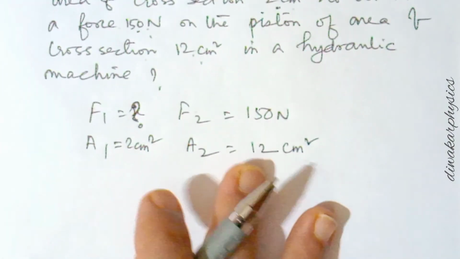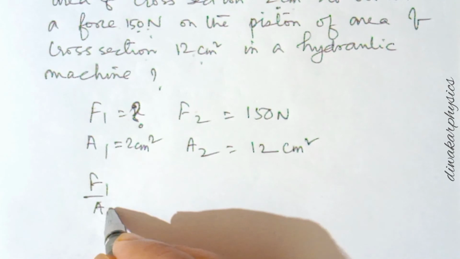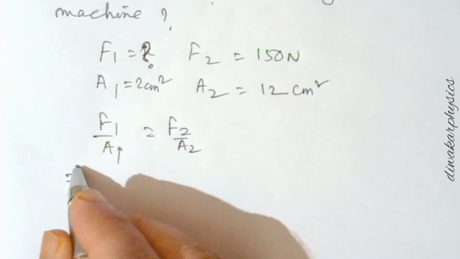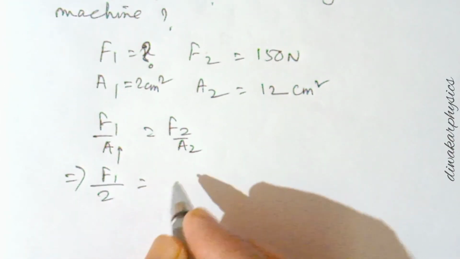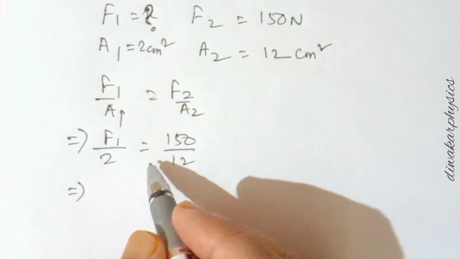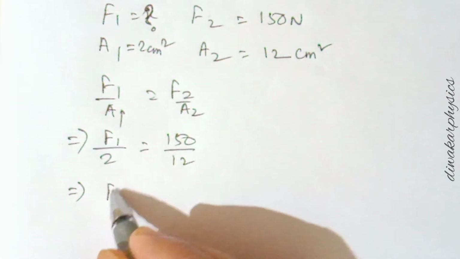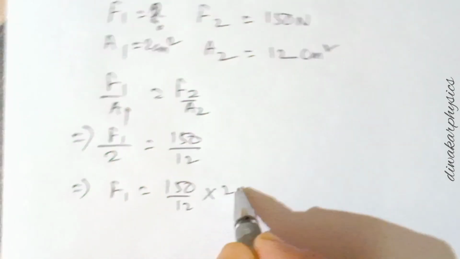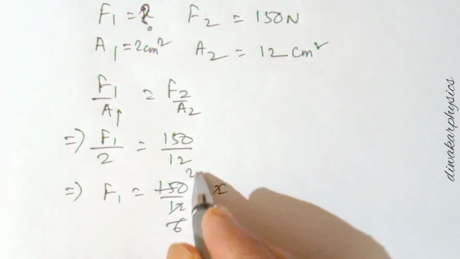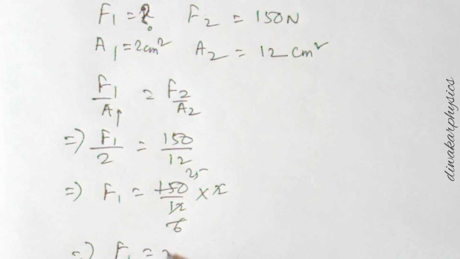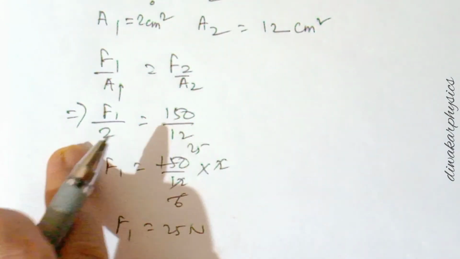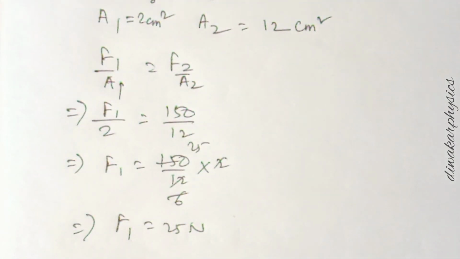Now simply you apply the formula as you have done. So F1 by A1 is equal to F2 by A2. You put the values, solve it, and you get the answer 25 Newton.